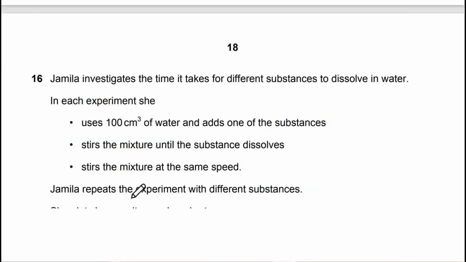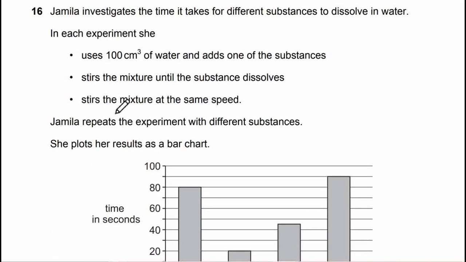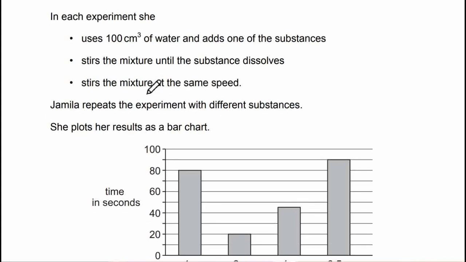Let's get started with number 16. Jamila investigates the time it takes for different substances to dissolve in water. In each experiment, she uses 100 cm cubed of water and adds one of the substances. Stir the mixture until the substance dissolves. Stir the mixture at the same speed. Jamila repeats the experiment with different substances. She plots her result as a bar chart.